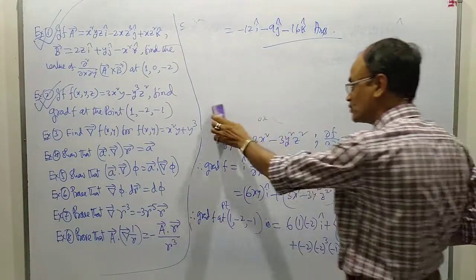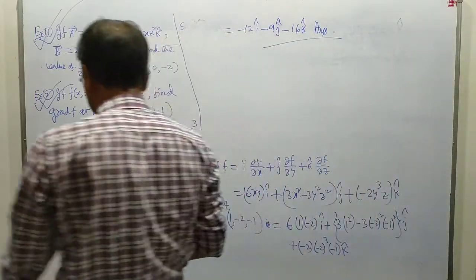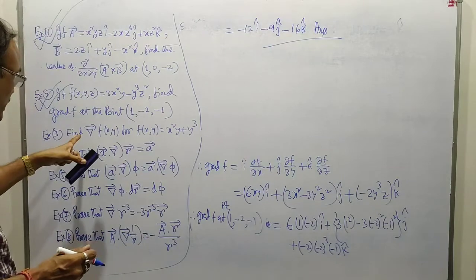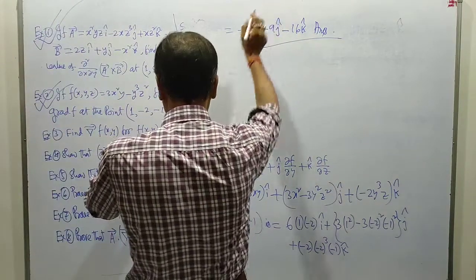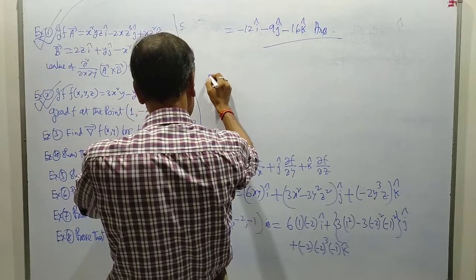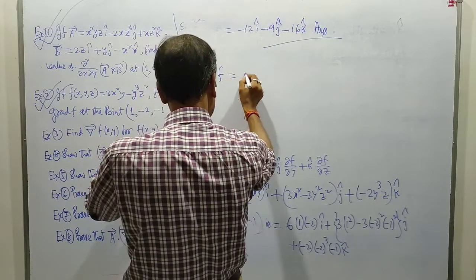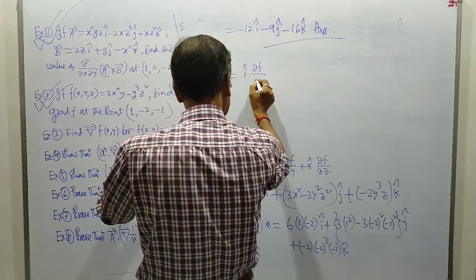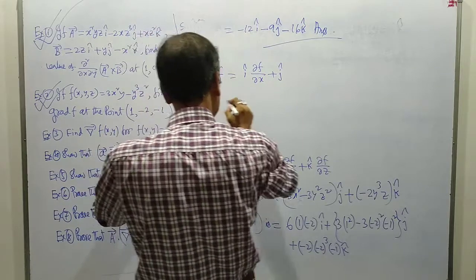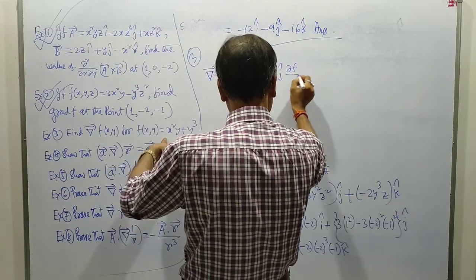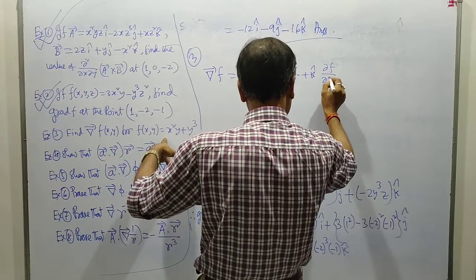We have done number 2. Number 3. We have to find the gradient of f. The gradient of f equals i cap del f by del x plus j cap del f by del y plus k cap del f by del z.